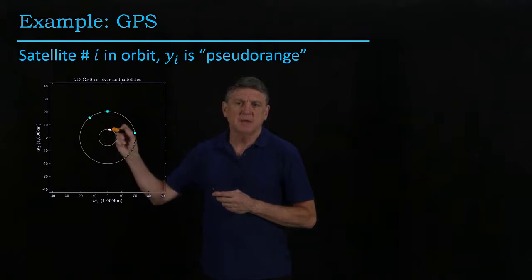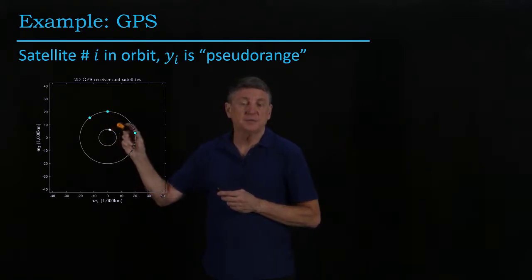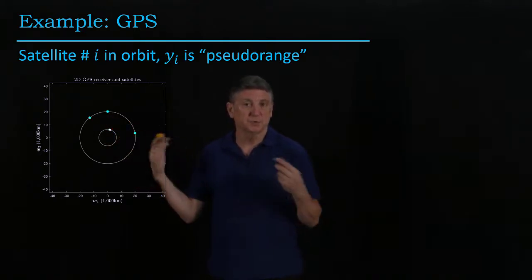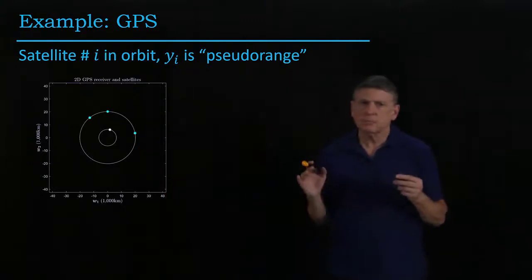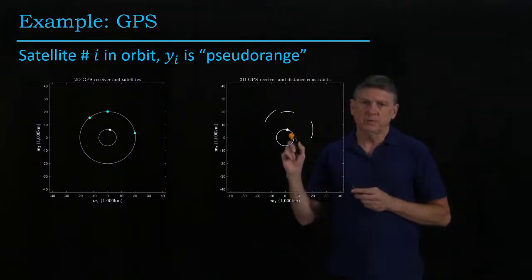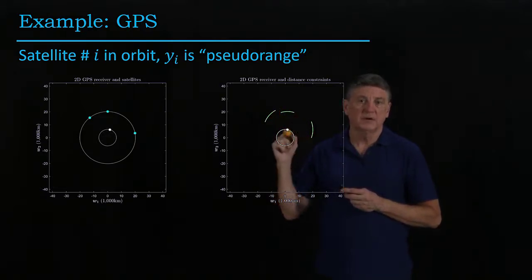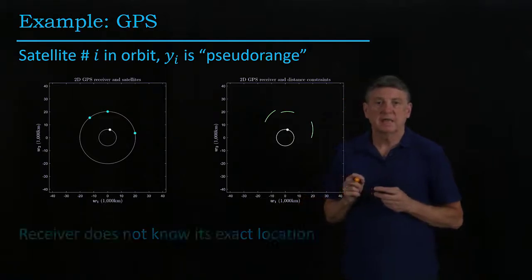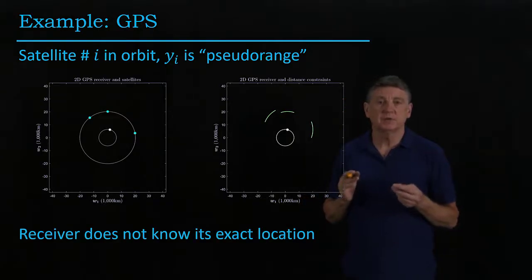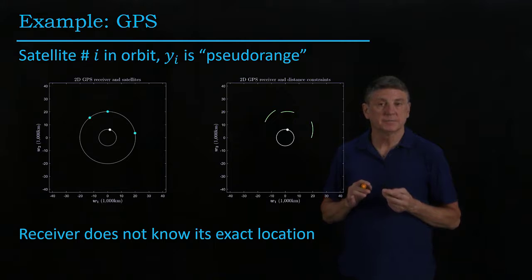From that time, they can estimate a pseudo range based on the speed of light, which is presumed to be constant. From the receiver point of view, each one of these satellites is somewhere on an arc of radius of a pseudo range, and the problem is that the receiver doesn't know their exact location.